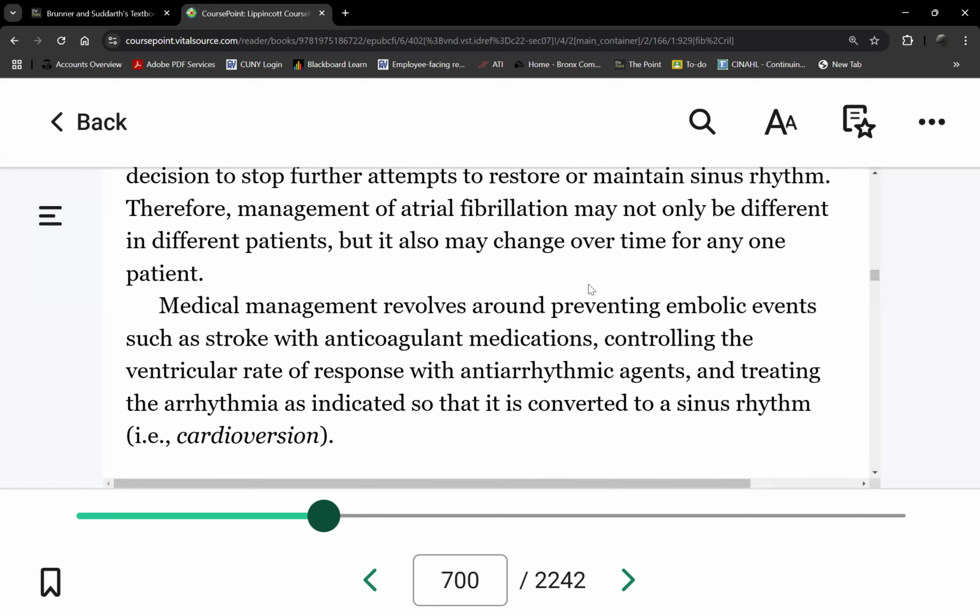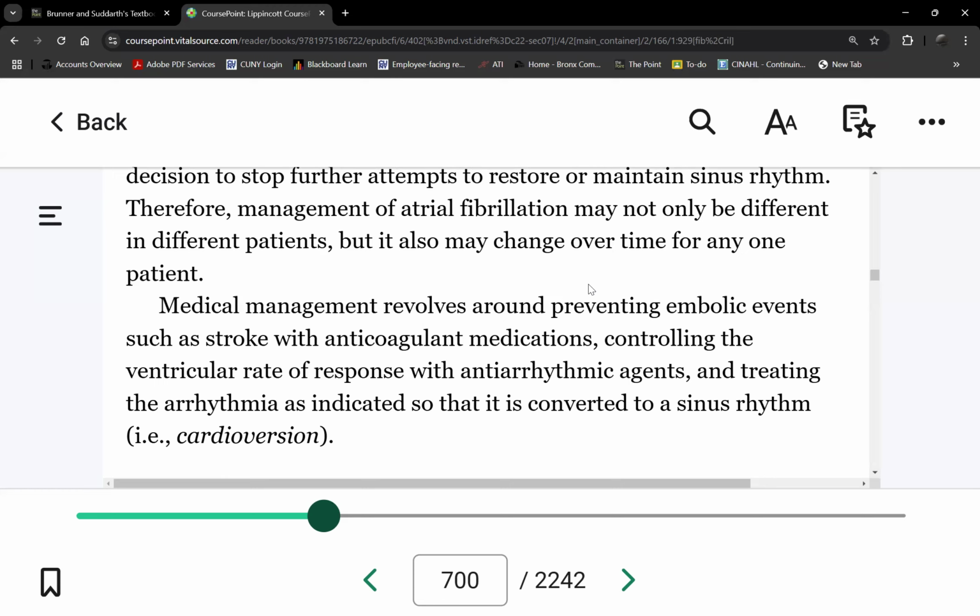So these are direct oral anticoagulants. Remember these drugs: rivaroxaban, apixaban, dabigatran. Yes, you have; you just did not remember. Edoxaban. Okay, so these are direct oral anticoagulants.